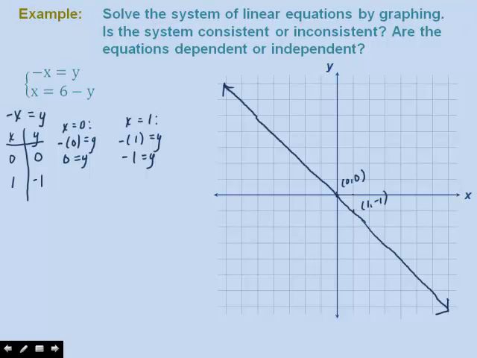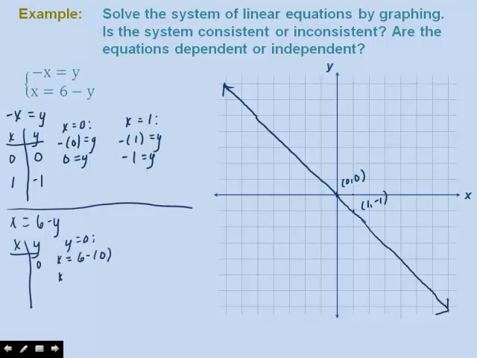Okay, there's our first line. And let's look at our second one, x equals 6 minus y. And in this equation, since it's already solved for the x, the easiest thing is just to pick out values to plug in for y. So let's try y is equal to 0. And that's going to give us x is equal to 6.